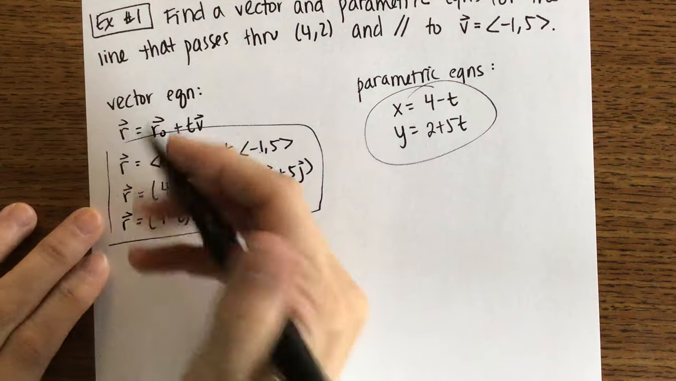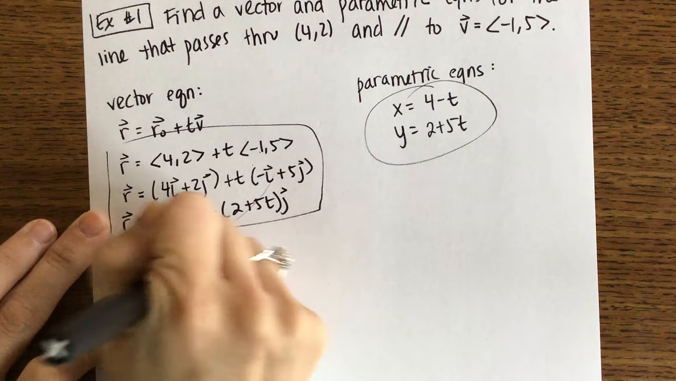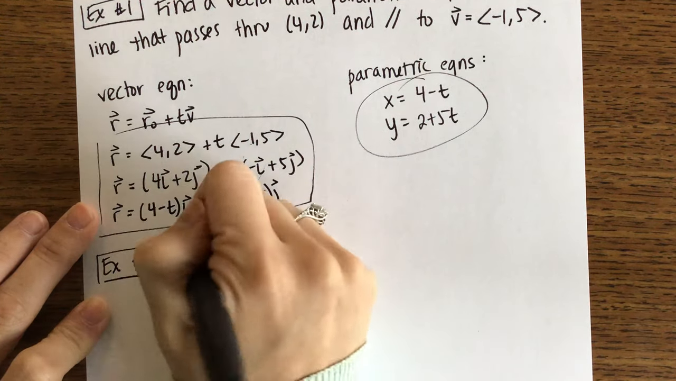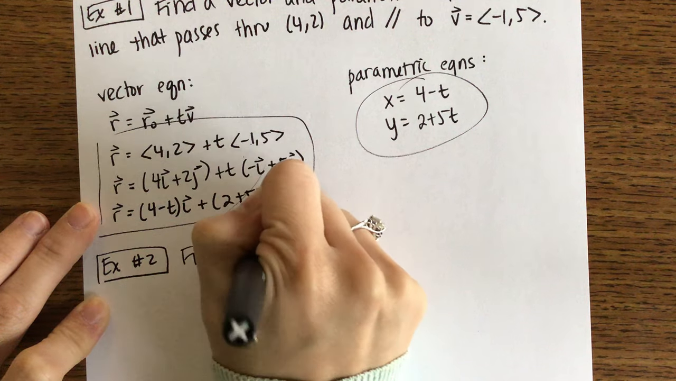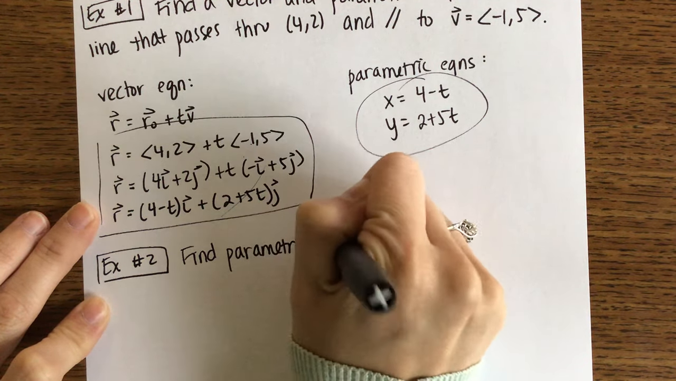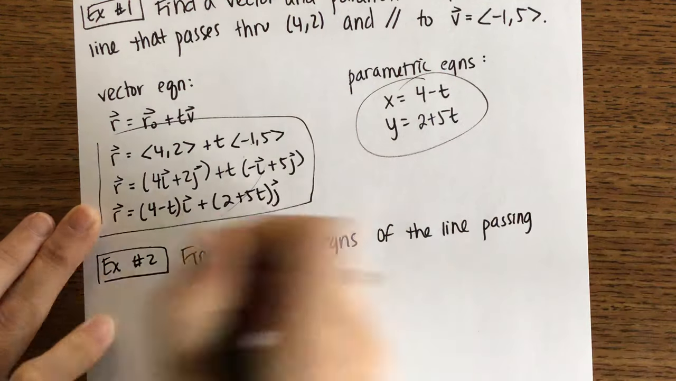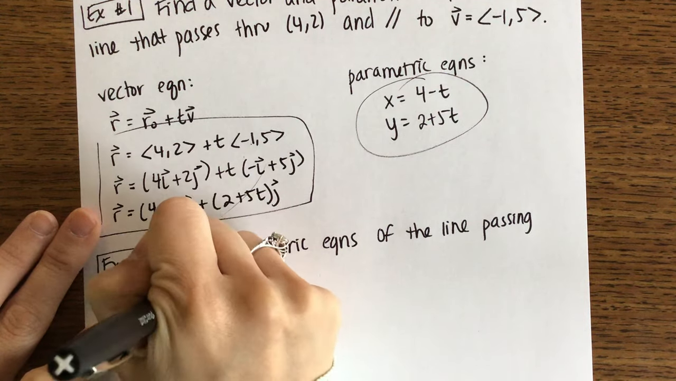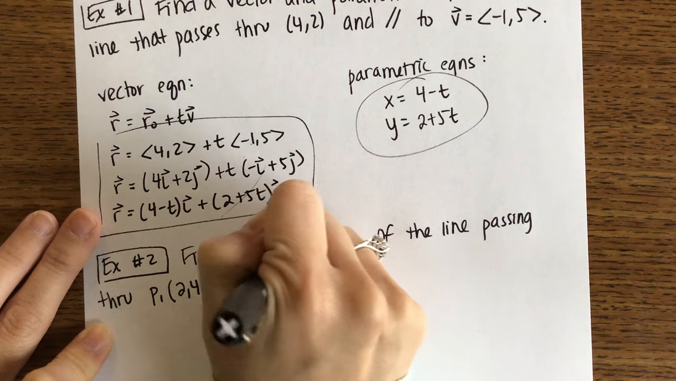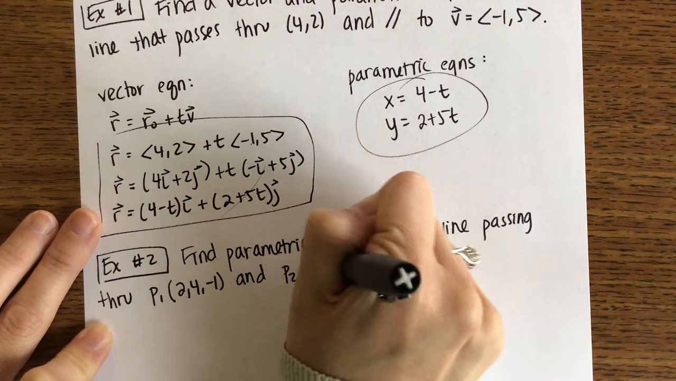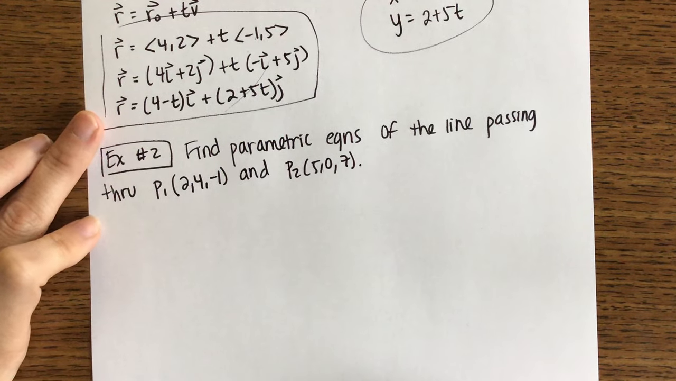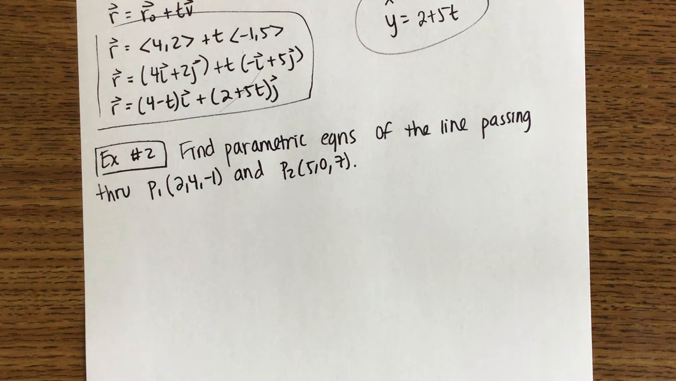Okay, next example. We are going to find parametric equations of the line passing through point P1, which is 2, 4, negative 1, and point P2, which is 5, 0, 7. Okay, so we talked about earlier, we need a point and we need a parallel vector. We obviously have a point. There's two of them we have to choose from. How do we find the parallel vector to use for the equation of our line?